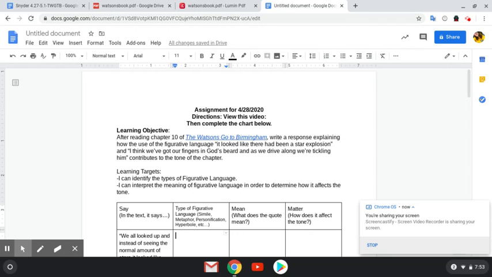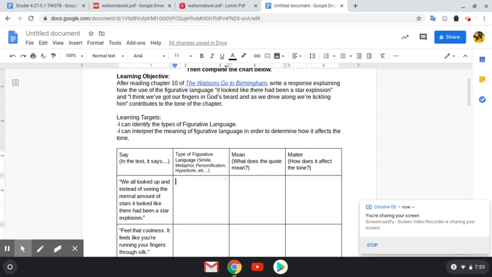So, we've talked about tone in the past, and the tone is the author's attitude towards a particular topic, or the author's feeling towards a particular topic. So, we're going to try to figure out how the author's feeling whenever he says these words.